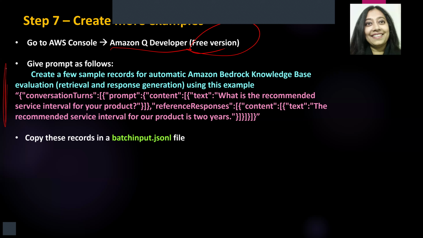Now, how are we going to do that? We already have the sample with us. So what we are going to do is create this whole prompt, which says create a few sample records for automatic Amazon Bedrock knowledge base evaluation, that is retrieval and response generation, using this example. So we are going to tell Q to do this. Finally, the 3 sample records that Q generates, we will have those sample records copied in this batch input.json file.